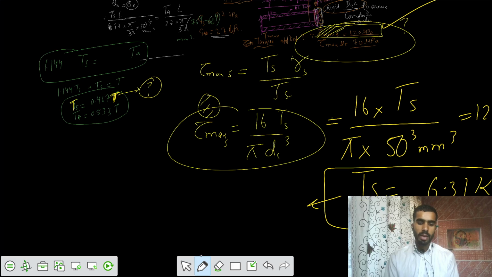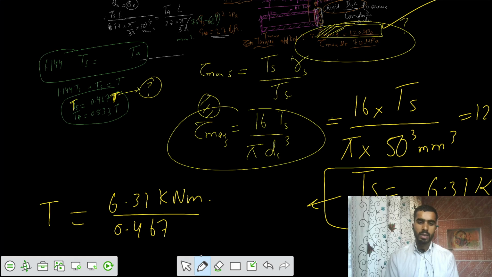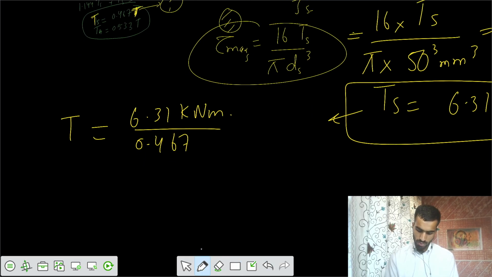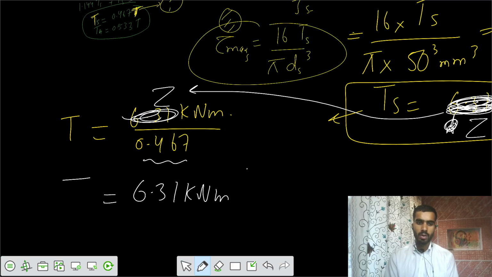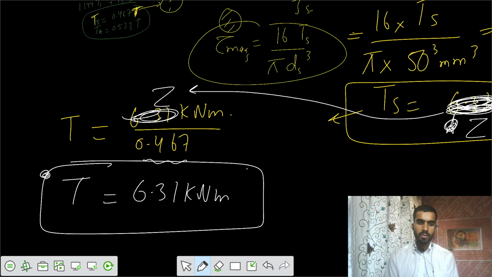And similarly, based on this, you can get the value of T. That would be equal to 6.31 kilonewton meter divided by 0.467. So you get some value, call it Z, and you divide it by 0.467, and you get a final value of 6.31 kilonewton meter torque. So this is your first condition of torque.